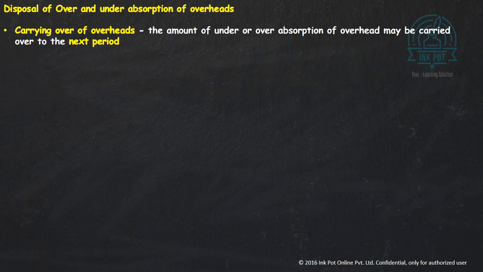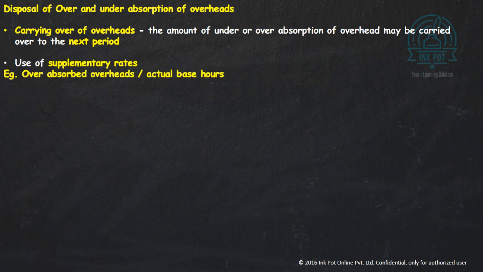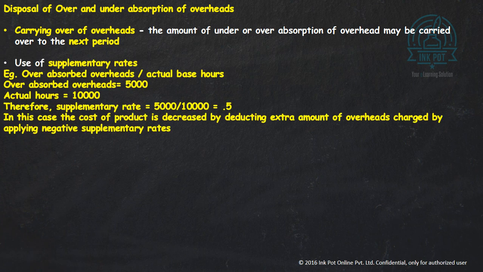So what is the treatment of over and under absorption of overheads? There are three treatments generally. Number one, carrying over of the overheads. We can carry forward the overheads to the next period. For example, if we are calculating the overheads for 3 months, whatever the amount of over absorption of overhead is there, we can charge it to the next period.